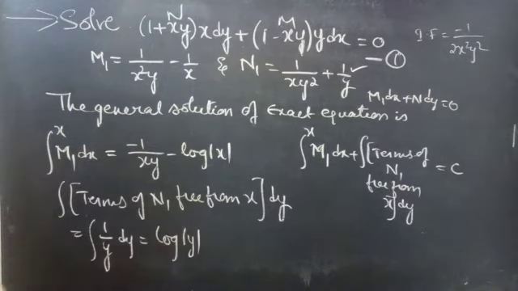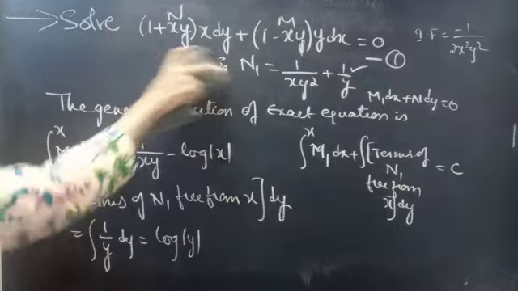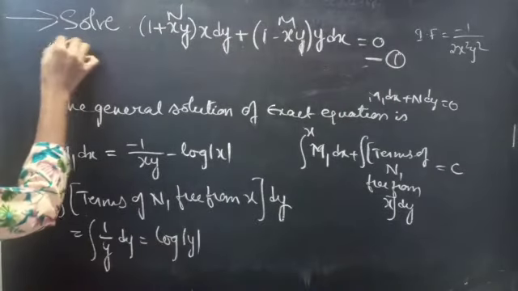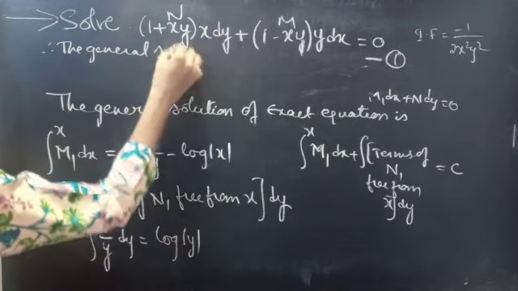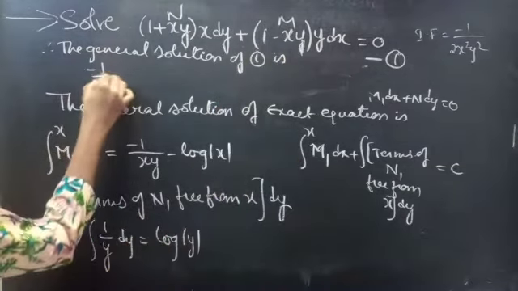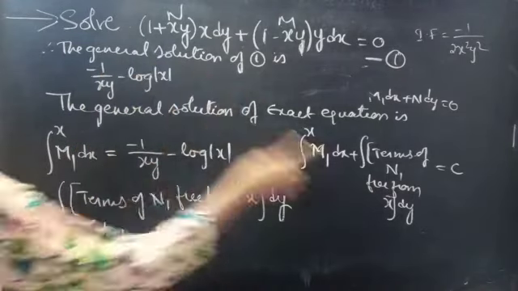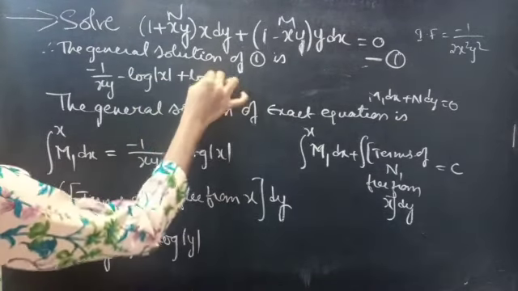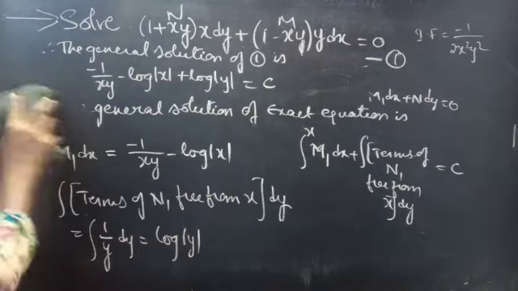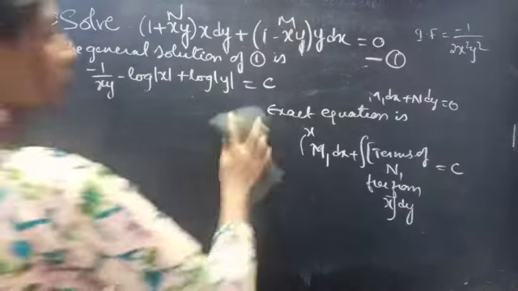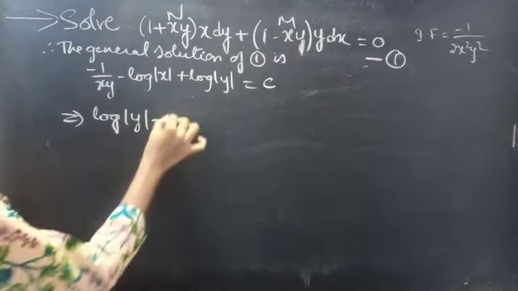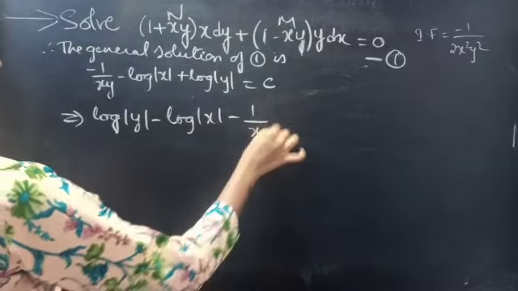Now coming to the general solution of the given equation. The general solution obtained for equation 2 will be the general solution of equation 1, right? Therefore, the general solution of equation 1 is the result obtained from the first integral, minus 1 by xy minus log mod x, plus the result obtained from the second integral, plus log mod y, equals integral constant c. We can write this as log mod y minus log mod x minus 1 by xy equals c.